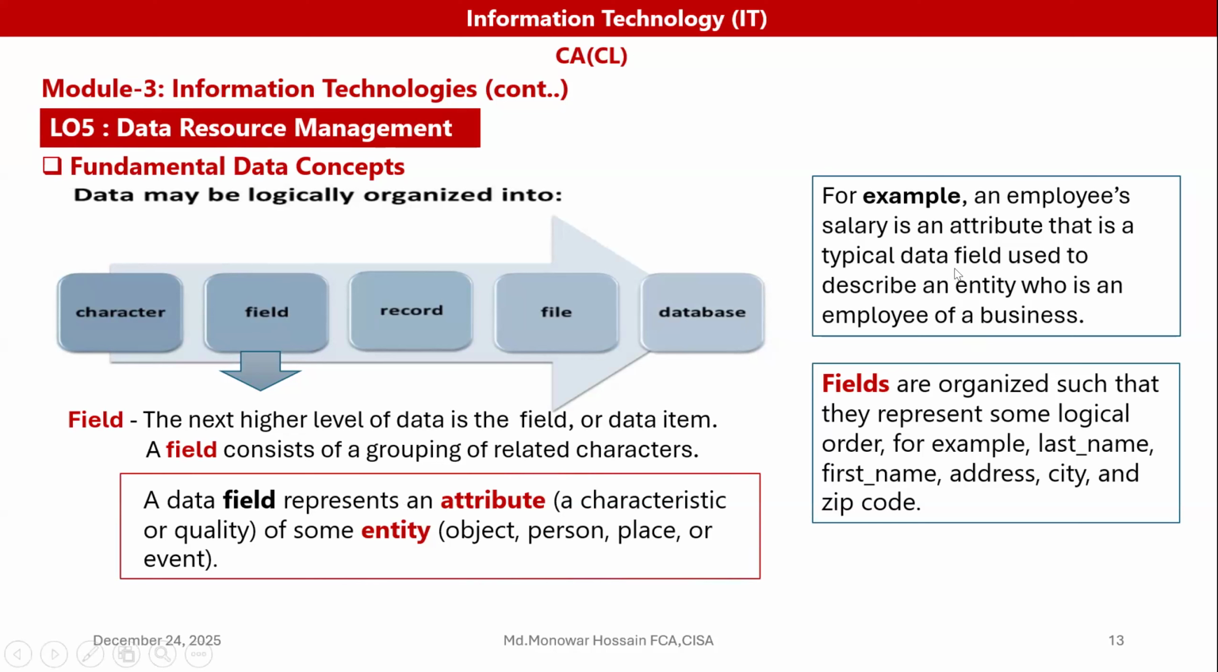an employee's salary is an attribute that is a typical data field used to describe an entity, which is an employee of a business. So we can say fields are organized to represent some logical order. For example, employee's name. Name can be ordered, last name, first name, middle name, then the address, city, NID, etc. So keeping the same or one group here in the field.